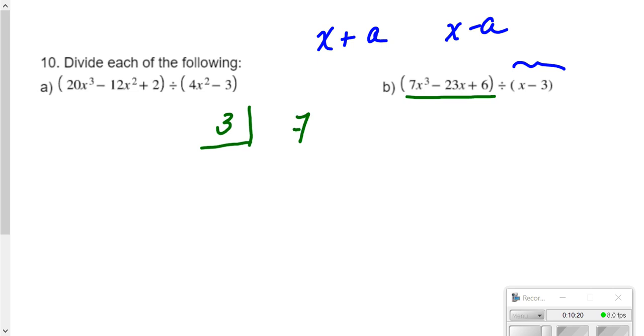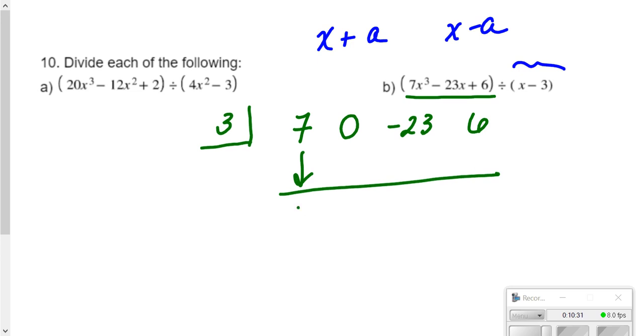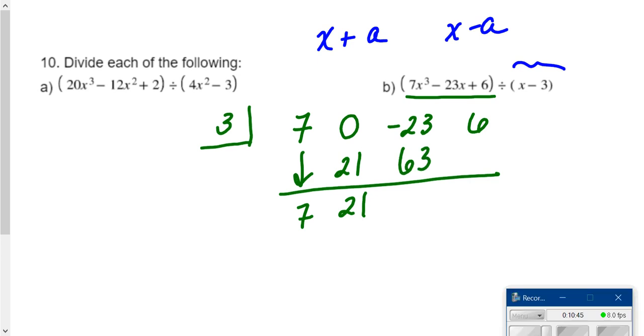Then you look over here and you list out your coefficients in descending order. So this is my x to the third. I don't have it to the second. Negative 23x to the first, and my constant. The algorithm says you bring this down, and then it's alternating multiplying and adding. So you multiply here, 3 times 7 is 21, then you add. Then you multiply, and then you add. You multiply again, and then you add.